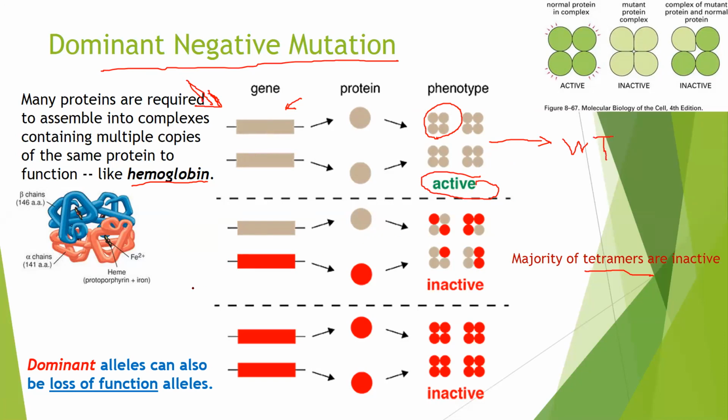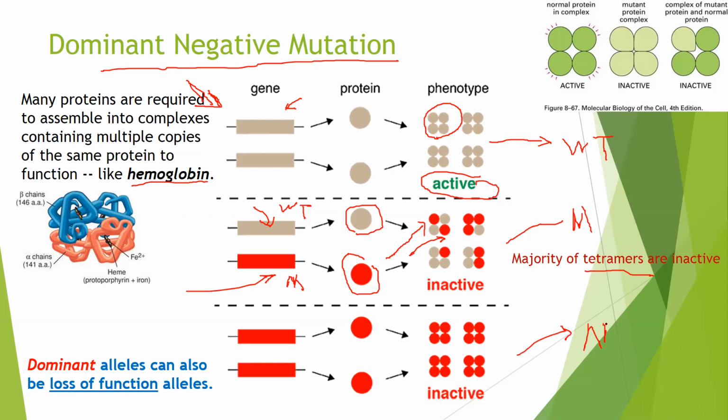However, let's see what happens. If one allele has been mutated, so this is a mutant allele, we still have one wild type allele in this individual, and one mutant allele. The wild type allele will produce the wild type protein, but the mutant allele will produce the mutant protein, and they are mixed together in the cell. The chance is very high to form a complex, a tetramer, something like this, right? So it's a mixture of the wild type protein and the mutant protein. If this is the case, none of this complex will be functional. So this will give you the mutant phenotypes here. The same thing here.